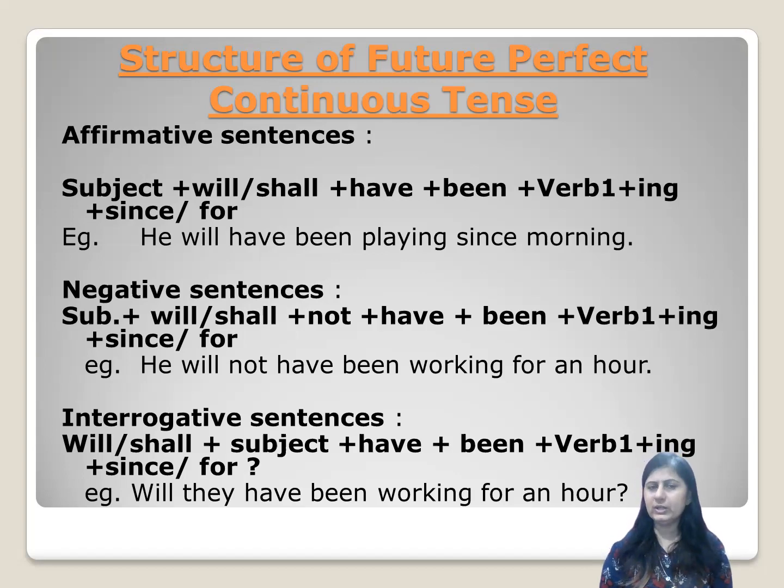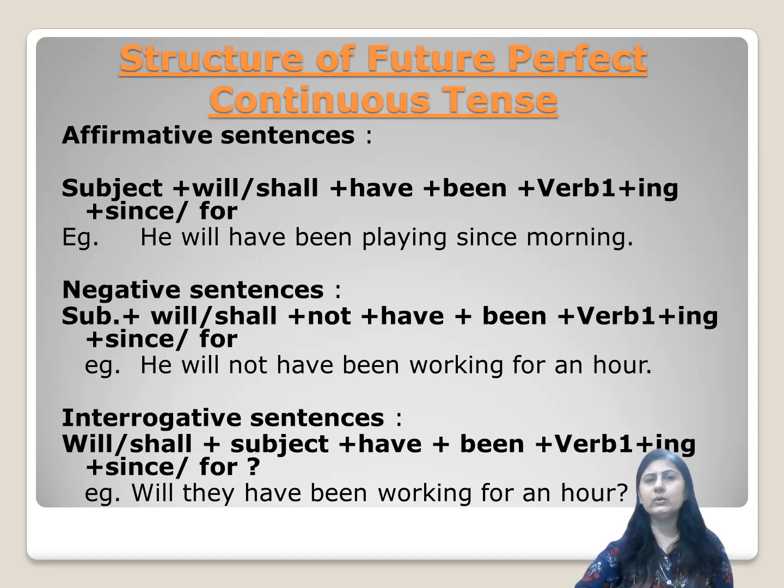In the case of interrogative sentences, will and shall will come in the beginning, and at the end we will have a question mark. So will/shall plus subject, have been, first form plus ing, since or for time expression, and question mark. See the example. Will they have been working for an hour? Will in the beginning, then the subject they, have been working, have been first form plus ing, working, for an hour to show the time expression, and at the end a question mark.